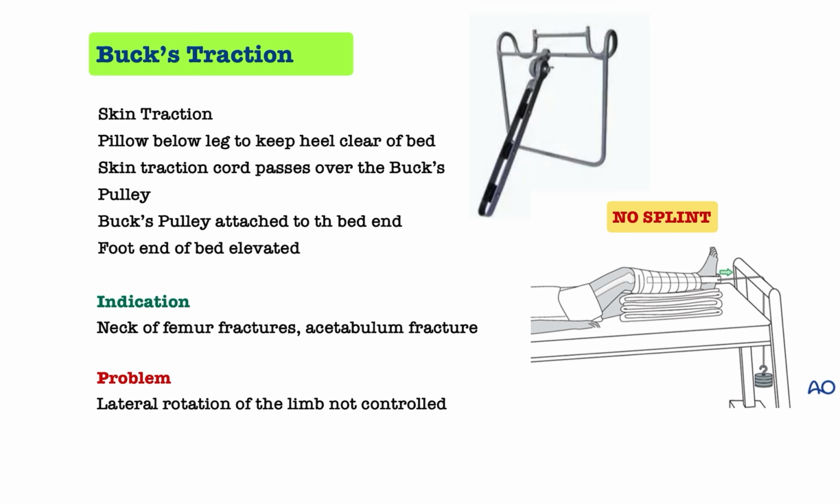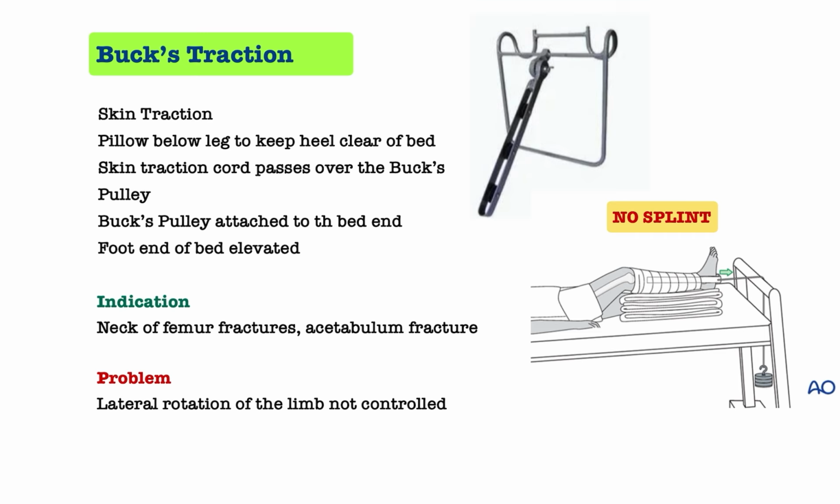Buttocks traction. In this traction, skin traction is applied and a pillow is placed below the leg to keep the heel clear of the bed. The skin traction cord passes over the buttocks pulley which is attached at the foot end of the bed. The foot end of the bed is elevated to apply counter traction. It is indicated in neck of femur fractures and acetabular fractures.